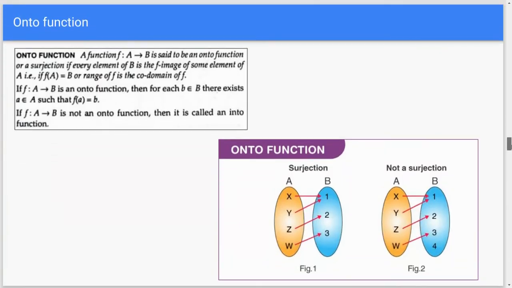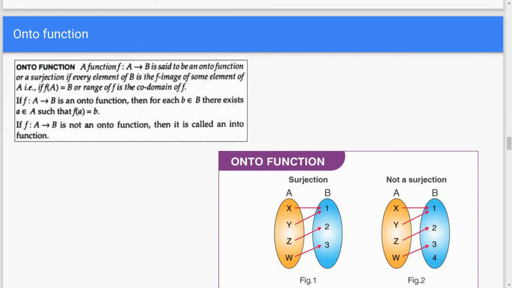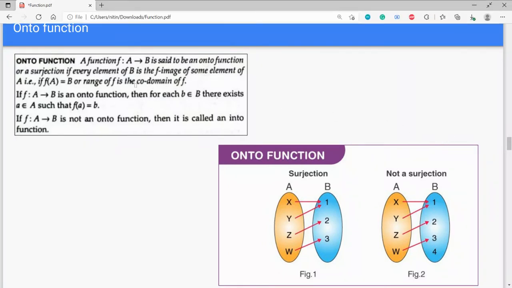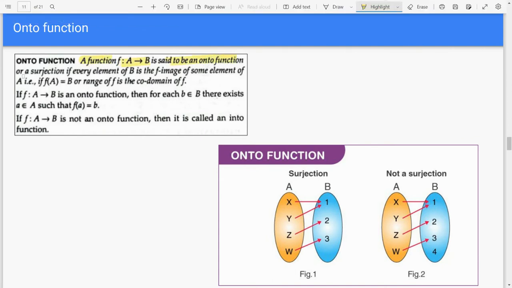Now at this point of time, let's discuss the onto function. What is an onto function? One-one function I already discussed, the number of one-one functions I already discussed. So let's now discuss the onto function. A function f from A to B is said to be an onto function or a surjection. One-one is called injection and onto is called surjection, if every element of B is the f image of some element of A.